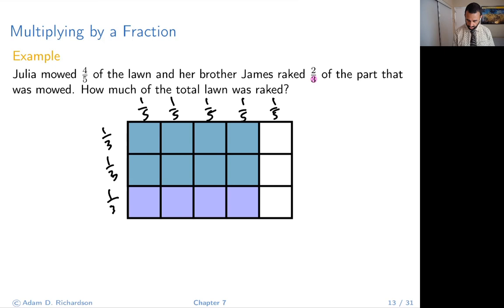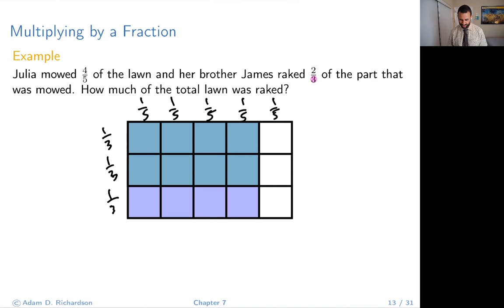And so the question is, how much of the total lawn was raked? Well, the part that was raked is this part right here. Okay, you can kind of see it, the part that's double shaded, right? That's the part that was raked. And so we just need to list what quantity that is. Well, here's the coolest part.